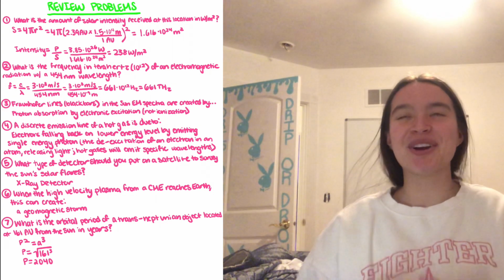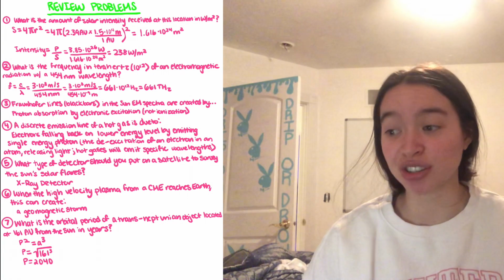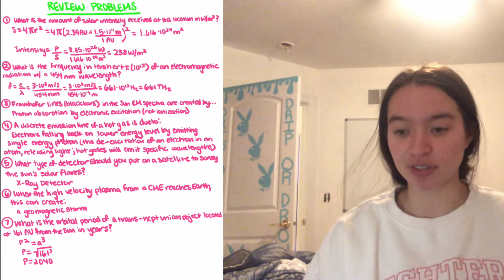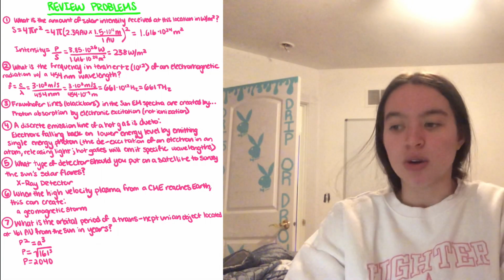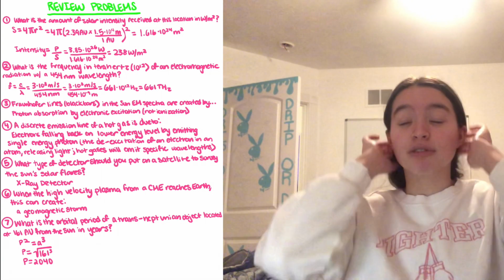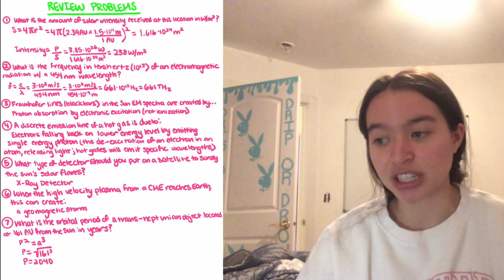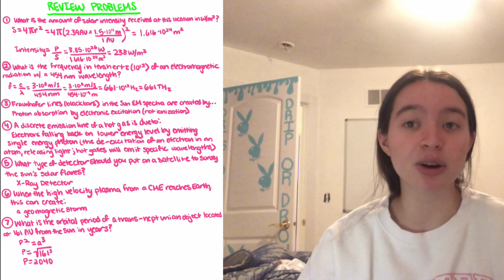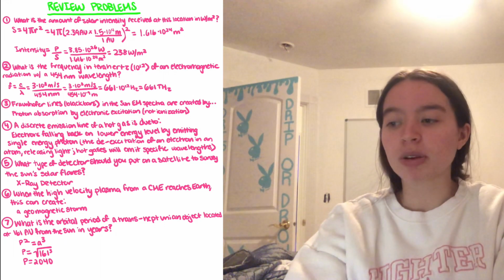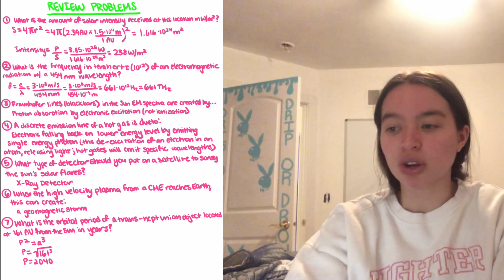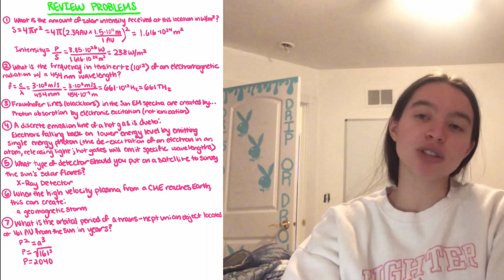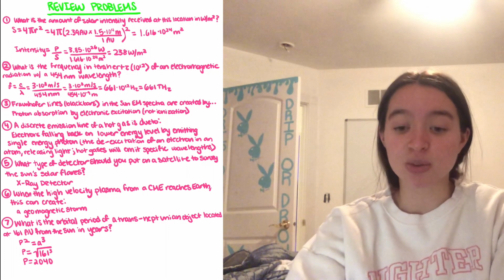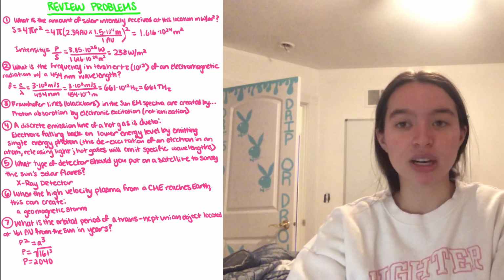Next question. What type of detector should you put on a satellite to survey the sun's solar flares? You're going to be using an X-ray detector. When the high velocity plasma from a coronal mass ejection reaches Earth, this can create a geomagnetic storm. What is the orbital period of a trans-Neptunian object located at 161 AU from the sun in years? This is where you use Kepler's third law of p squared equals a cubed. Plug it in, you're good to go.